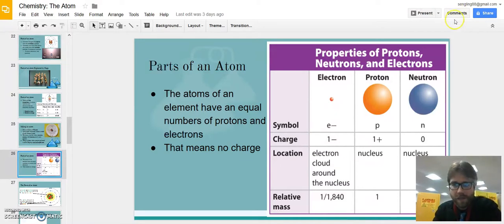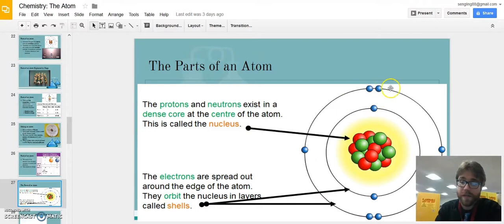An atom is made up of an electron, which is negative, and the electron is on the outside of the atom. Here are the electrons on the outside. Electrons are negative, and they are on the outside.